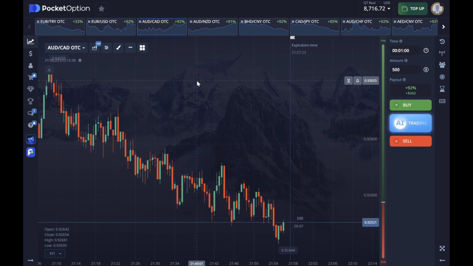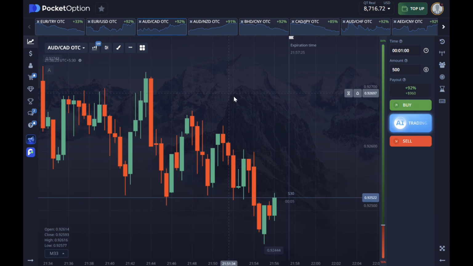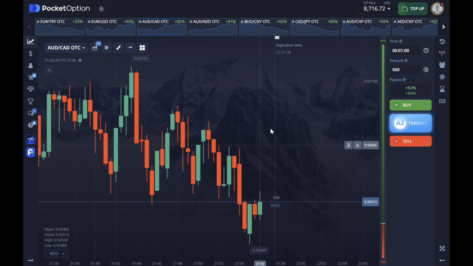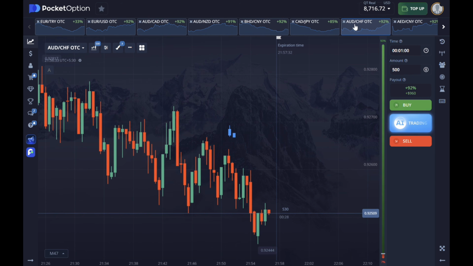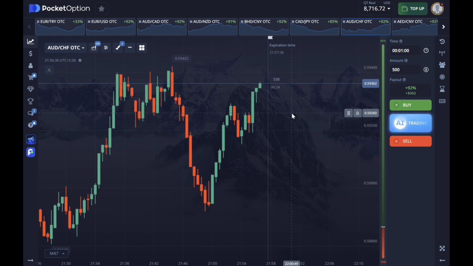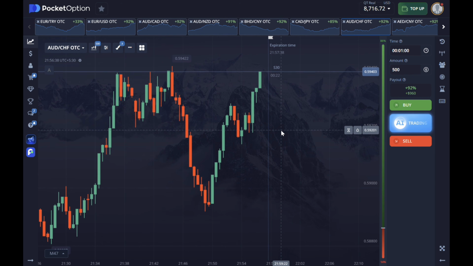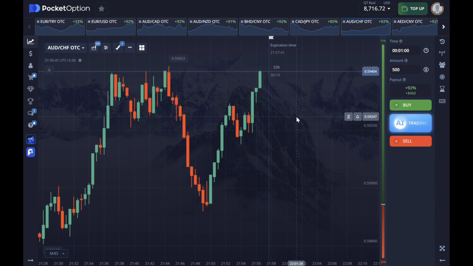Okay, so here I've opened my second chart, AUD OTC, but we'll change the chart here. This chart doesn't seem suitable to me for trading on my own, so I've opened the AUD OTC chart. Okay, so we'll take a trade here again because I feel it's better to trade here.